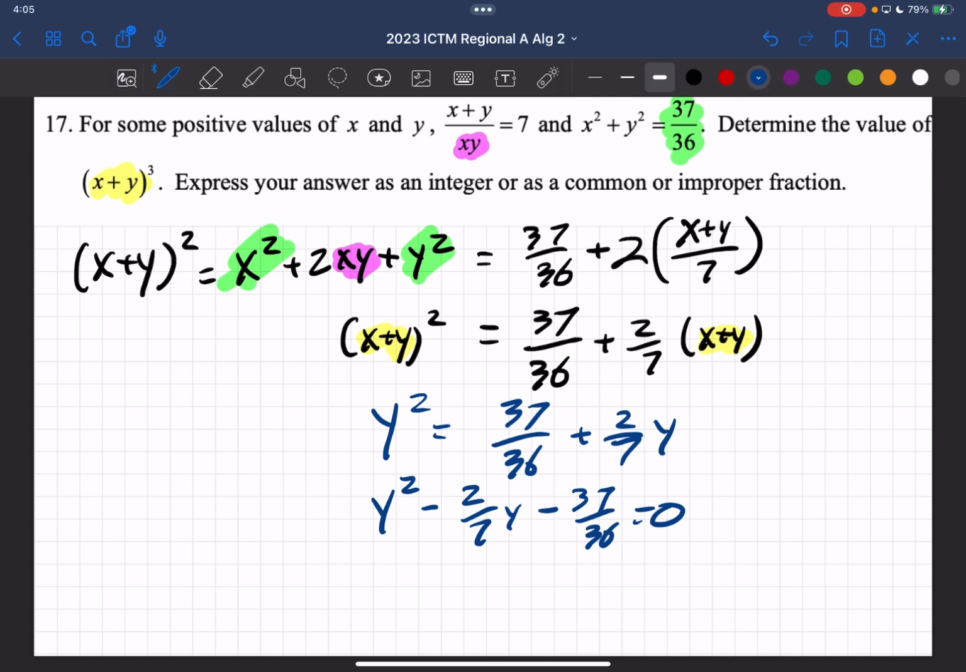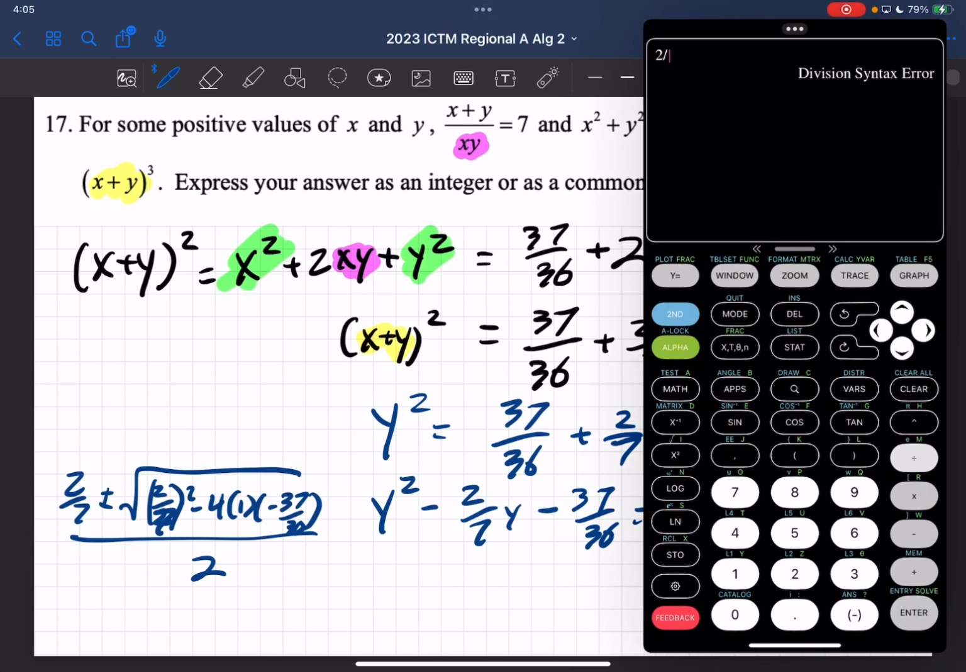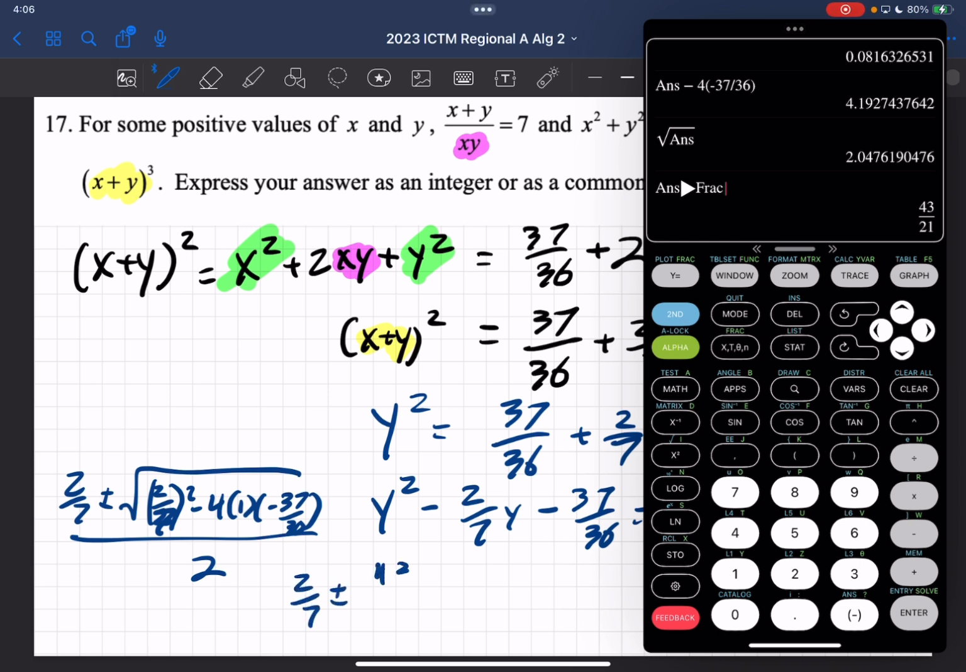So we have negative b plus or minus the square root of b squared minus 4ac, all over 2a. Now let's simplify that discriminant. So 2 over 7 squared minus 4 times negative 37 over 36. And let's take the square root of that, and let's see if that's a fraction. There it is. Yes, indeed. So we have 2 over 7 plus or minus 43 over 21, all over 2.